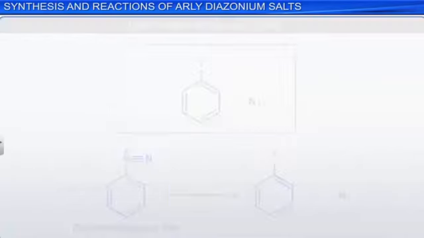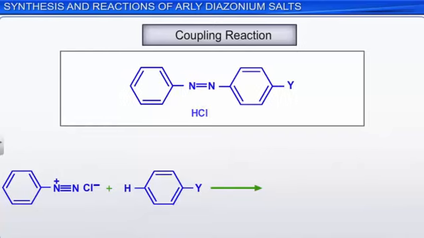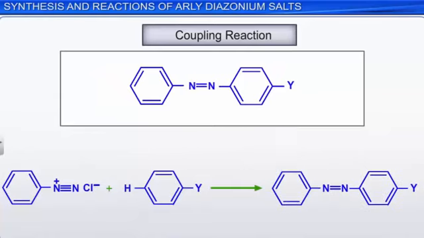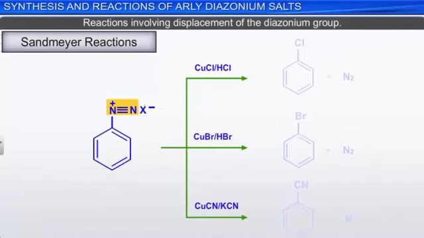Aryl diazonium ions can also undergo coupling reactions, using the nitrogen atoms of the diazonium group to link to another aromatic ring. We first consider the reactions that involve the displacement of the diazonium group. The first group of reactions that we will discuss are known as the Sandmeyer reactions.